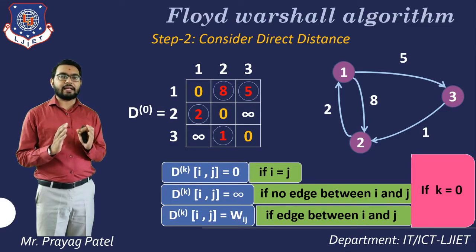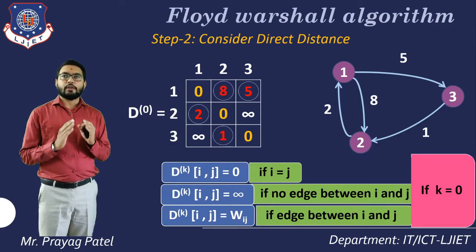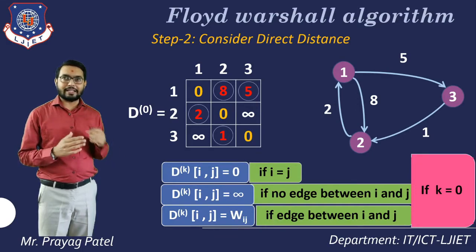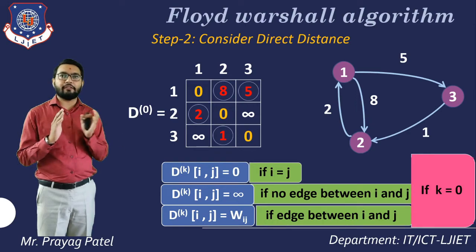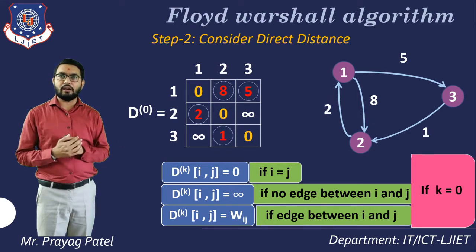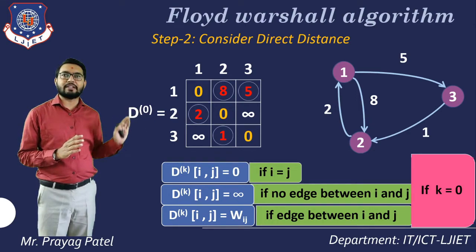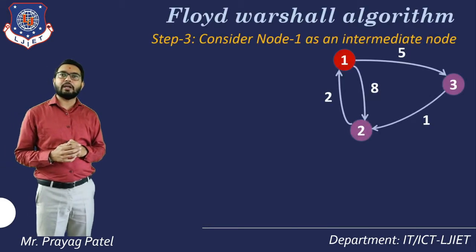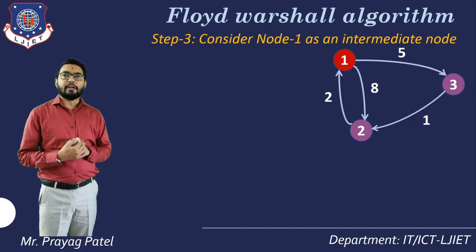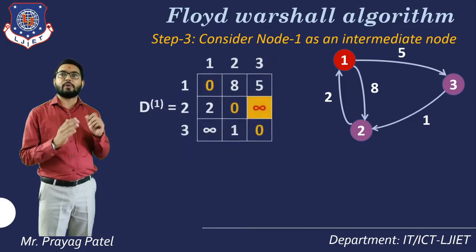So this table is considered the initial table D0. Simply put, in the initial table you consider the diagonal as 0. Then if a path is available, put the weight of that path into the table, and consider all remaining locations as infinity. So this is our final table for step number 2. Now consider the next step, step number 3.